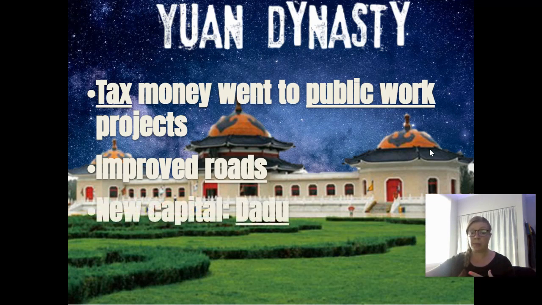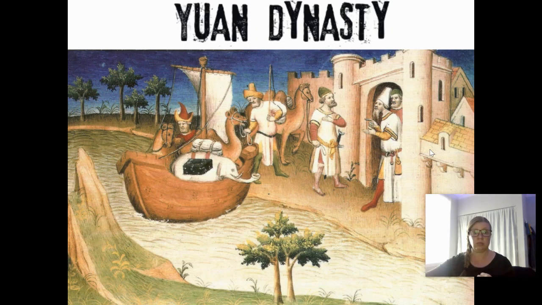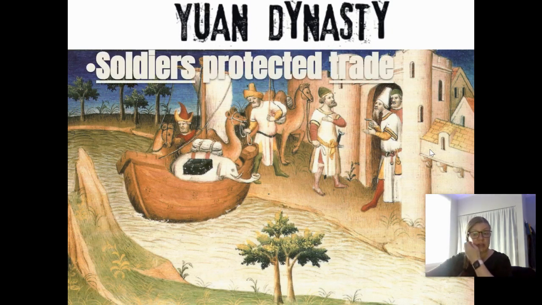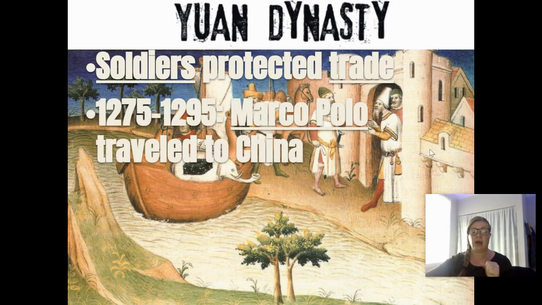They built a new capital in Dadu. Soldiers protected trade, so not only did they rebuild roads, but these Mongol soldiers would protect the trade routes. And the most known explorer and tradesman was Marco Polo. So you might have heard of Marco Polo. We will also study Marco Polo later in the year. Between 1275 and 1295, he traveled to China many times on sea voyages to trade with China.